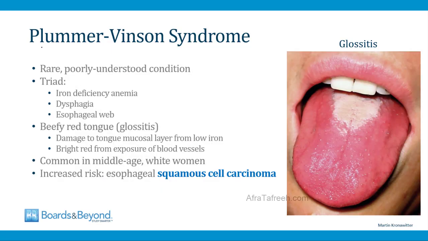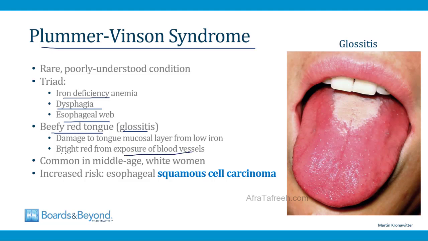There's a rare condition called Plummer-Vinson syndrome that you should know about for your boards. This is a rare, poorly understood condition in terms of its etiology, but it presents as a triad of iron deficiency anemia, dysphagia, and esophageal webs. These patients also classically develop a beefy red tongue, which is glossitis. This is because of damage to the tongue mucosa layer from low iron. This leads to exposure of blood vessels, which makes the tongue bright red.